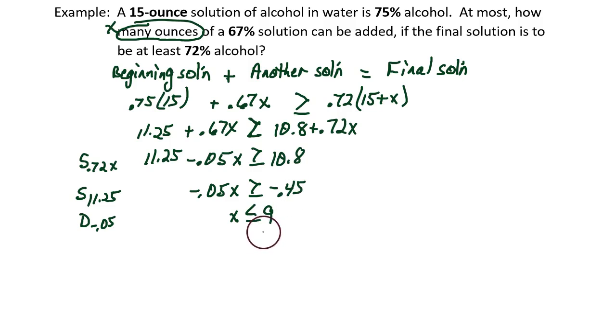Let's check this result against the requirements of the problem. What were we actually asked to figure out? How many ounces of solution could be added to make a final solution that is at least 72% alcohol? We found out that we could add not more than 9 ounces.